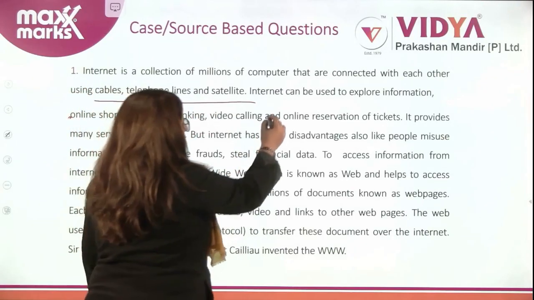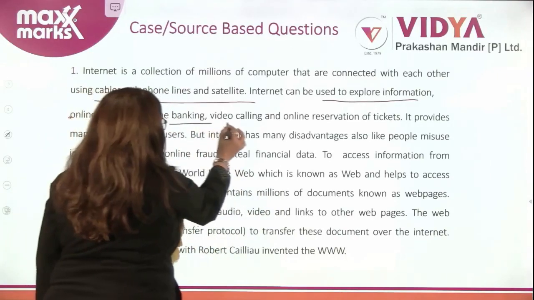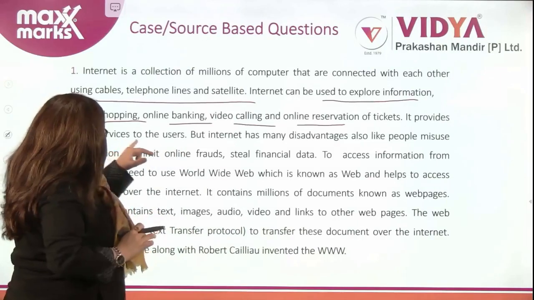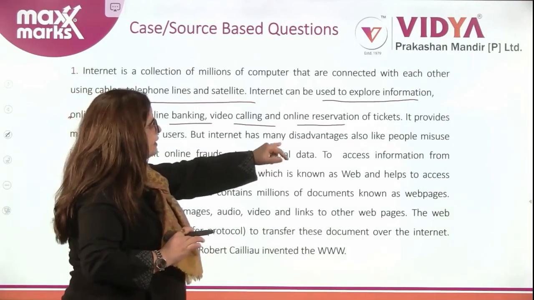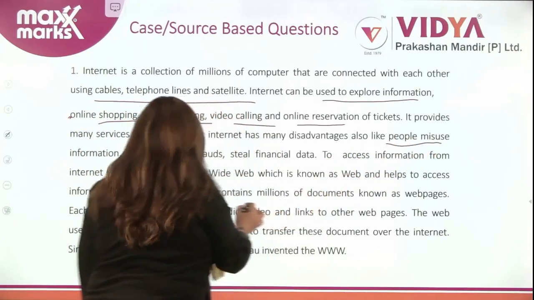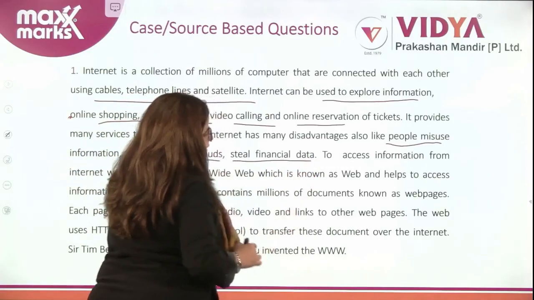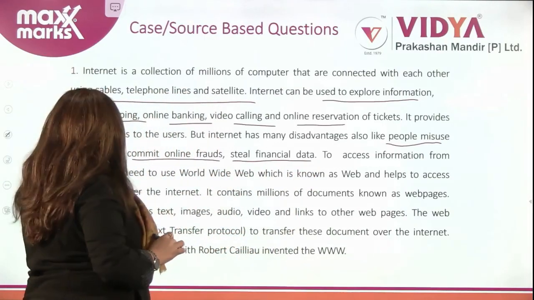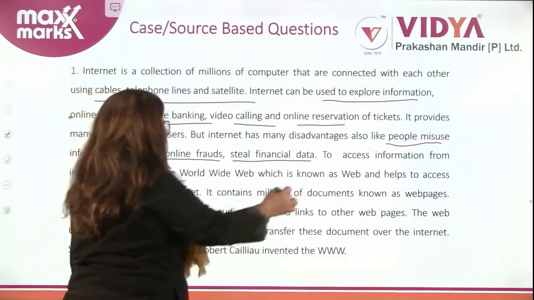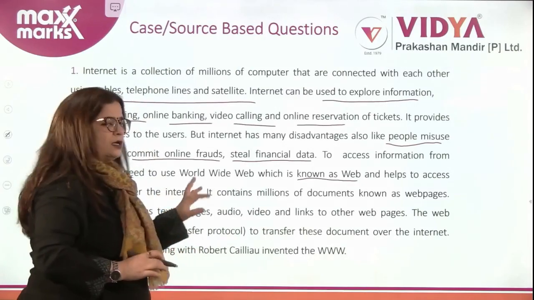Then uses of internet are being discussed: explore information, online shopping, online banking, video calling, online reservation, right? It provides many services to the user, but internet has many disadvantages also, like misuse of information, right? Online frauds, financial data stealing, right? To access information from the internet, we need to use the World Wide Web, which is also known as the web, and helps to access information over the internet.